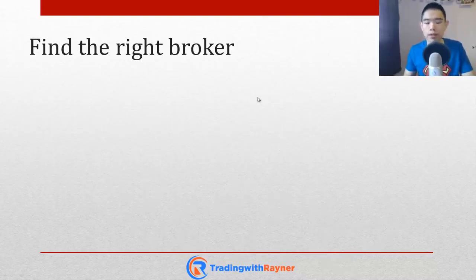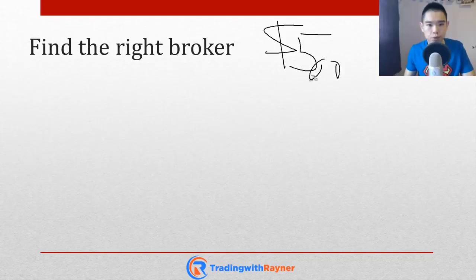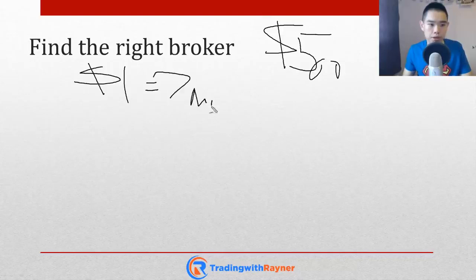Okay, and let me explain why. So let's say, for example, you have a small trading account, right? Let's say it's a $500 trading account, okay? And if you were to go with a broker, some brokers offer a minimum of one mini lot. So you know one mini lot is 10,000 units, and one pip is $1, okay? For one mini lot.